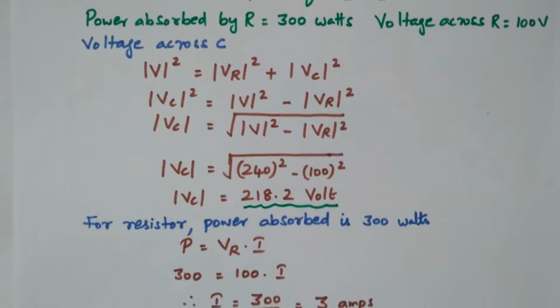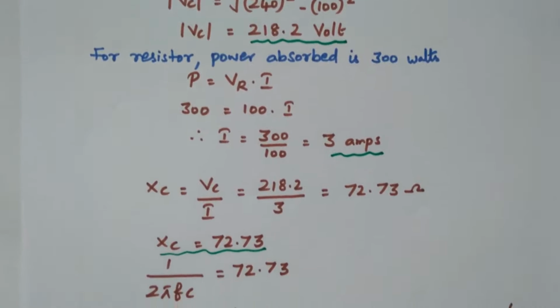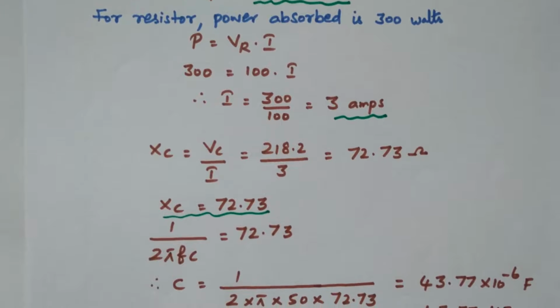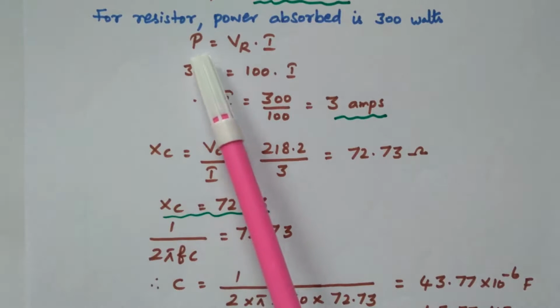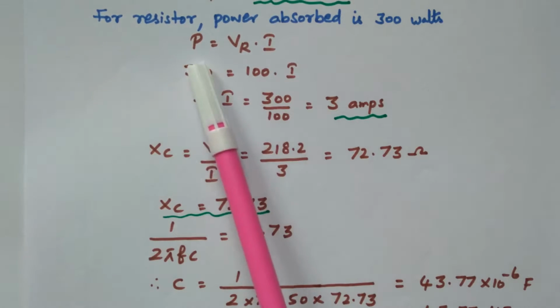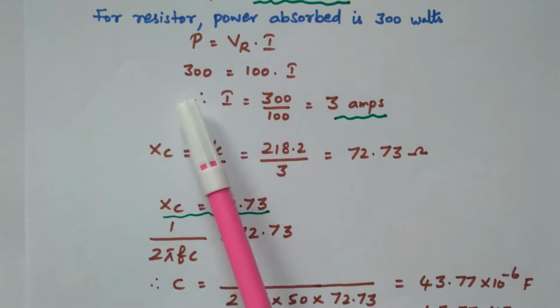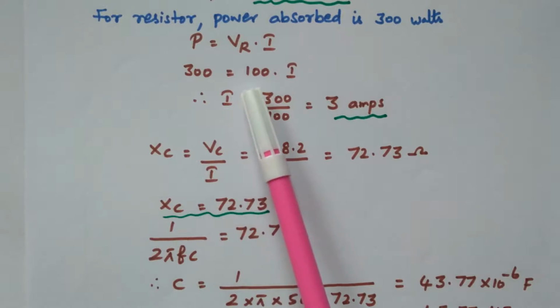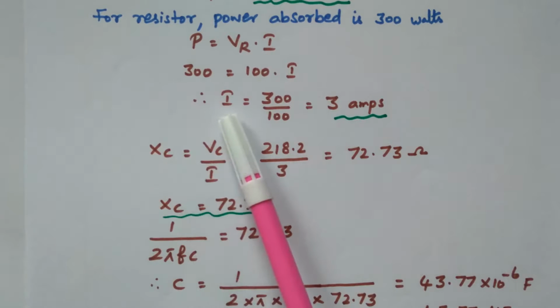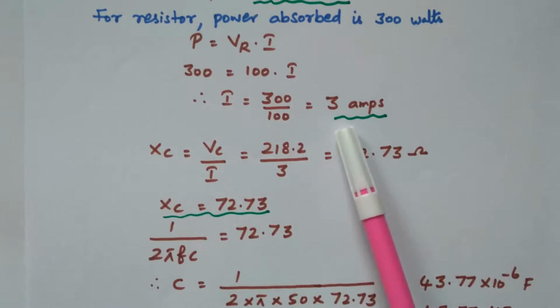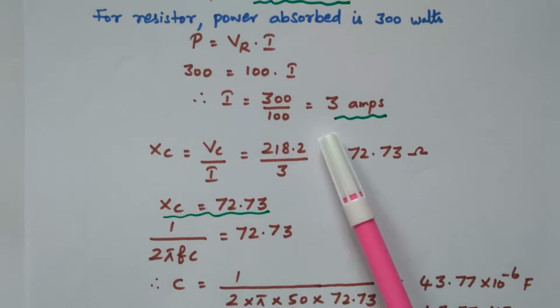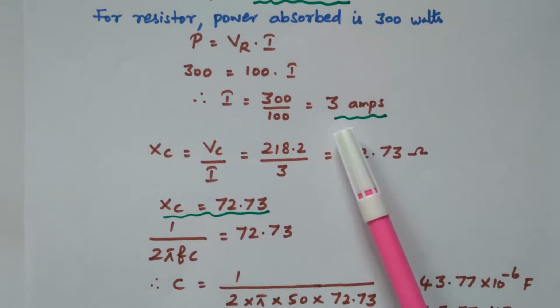Now we'll go to the power, because power is given. Power absorbed by the resistor is 300 watts. Power equals VR into I. Power absorbed by the resistor equals the voltage across the resistor into I, so 300 = 100 into I. Bring this 100 to the denominator, so that I = 300/100, which is 3 ampere. So the current is 3 ampere. Because of the series circuit, the same 3 ampere is flowing through the capacitor as well as the resistor.